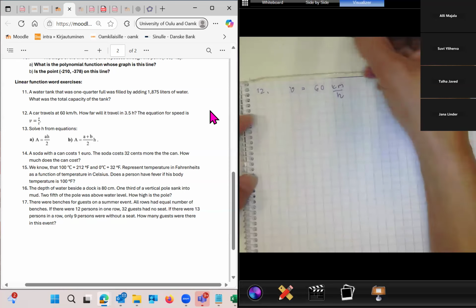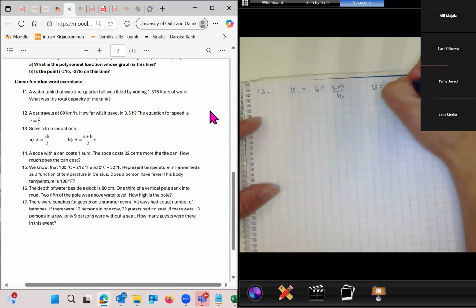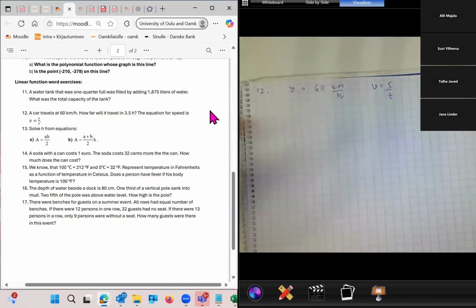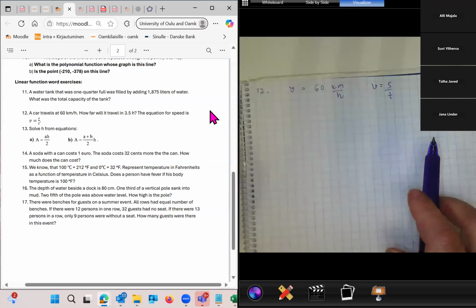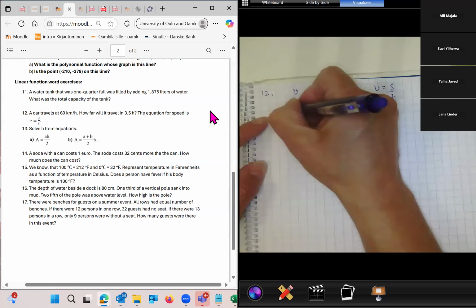The equation for speed is also this, which you have surely seen in physics. How far will it travel in a given time? The time is 3.5 hours. So then how far? It looks like you have this kind of simple equation here.